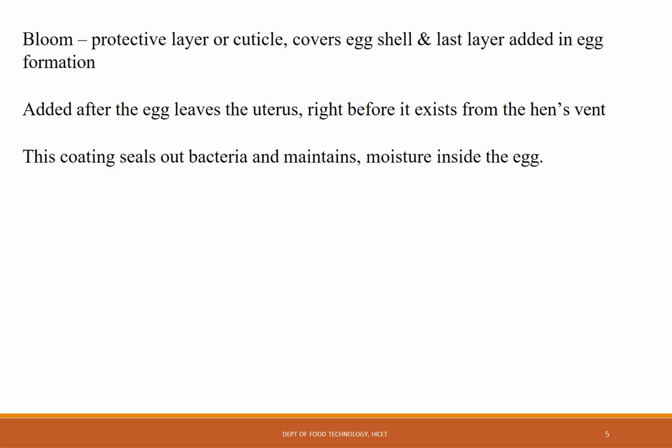The last one is bloom. The last layer in egg formation is the bloom. It is a protective layer or cuticle that covers the eggshell, and it is the last layer added in egg formation. It is added after the egg leaves the uterus, right before it exits from the hen's vent. This coating seals out bacteria and maintains moisture inside the egg. So the purpose of the bloom is to maintain moisture content inside the egg and seal out bacteria.